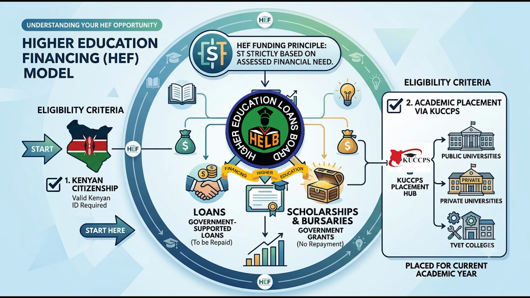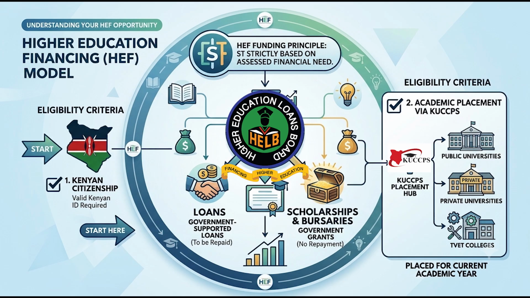First, let's look at how the higher education financing model works. The higher education financing model allocates government funding through a combination of loans and scholarships or bursaries, strictly based on the student's assessment level of financial need. So that means the information you provide in the portal is the one that will be used to determine your level of need.